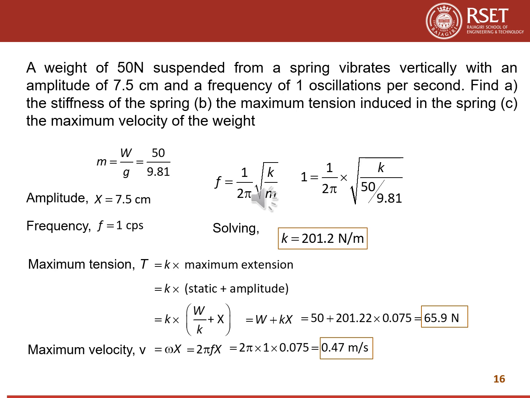65.09 Newton. Maximum velocity is given as omega into X. And we know that omega will be equal to 2 pi f, that is, f is equal to omega by 2 pi. So omega will be equal to 2 pi f, into X, the maximum amplitude. Here the maximum amplitude was given in centimeters. We had converted it to meters for using the equation.